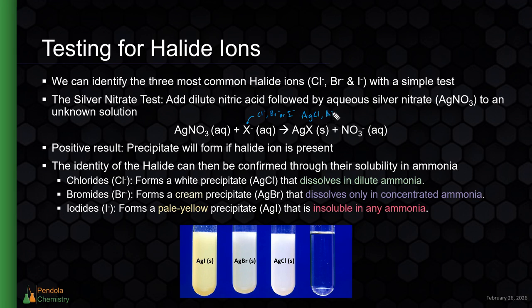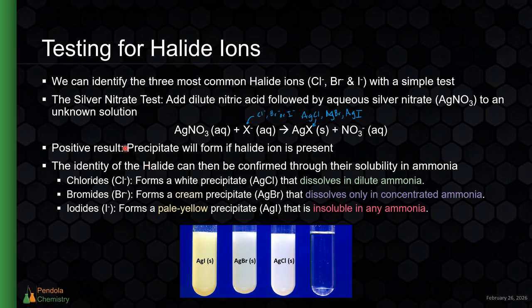AgBr, and AgI, are all solids. They're not soluble in water. So because this creates solids, we are going to see a precipitate if we have a halide ion. The nitrate ion stays around and just floats around because the nitrate is very soluble in water, but the silver halide will precipitate. So if we get a precipitate in this reaction, that is a positive test for the halide ion.